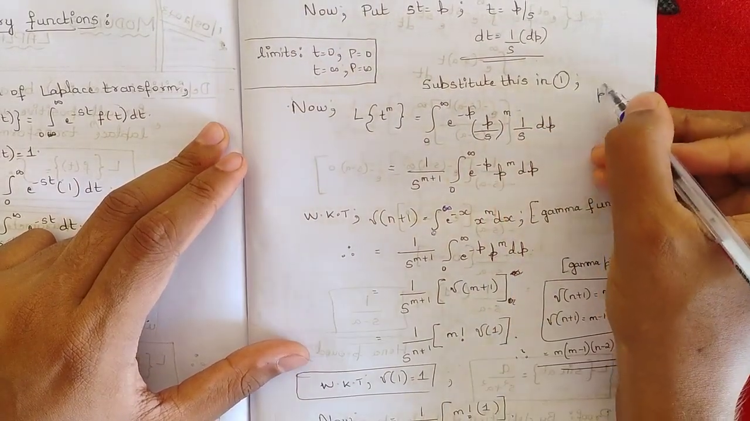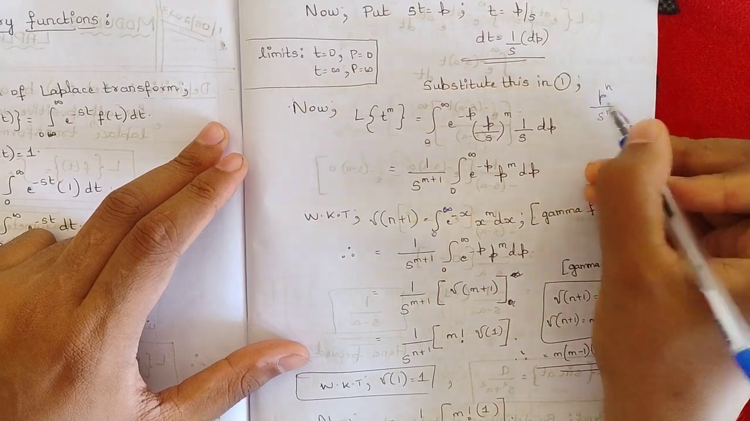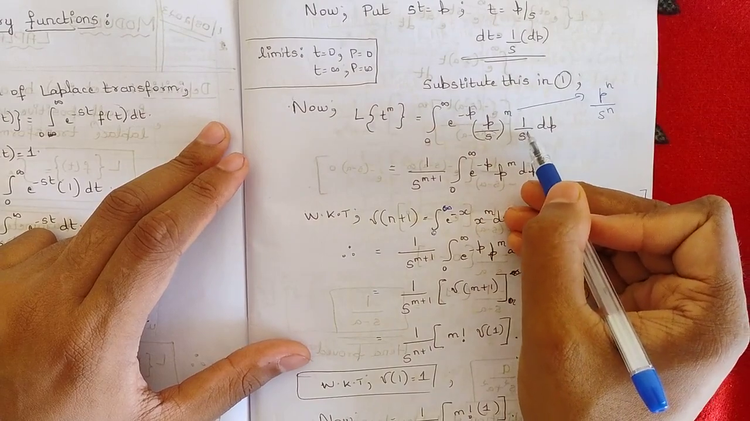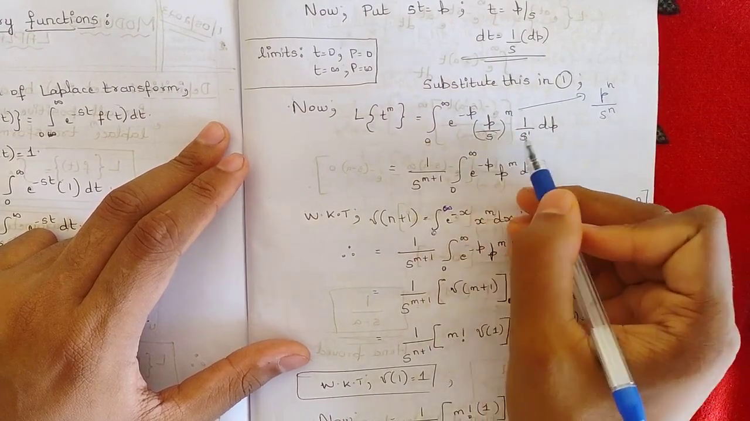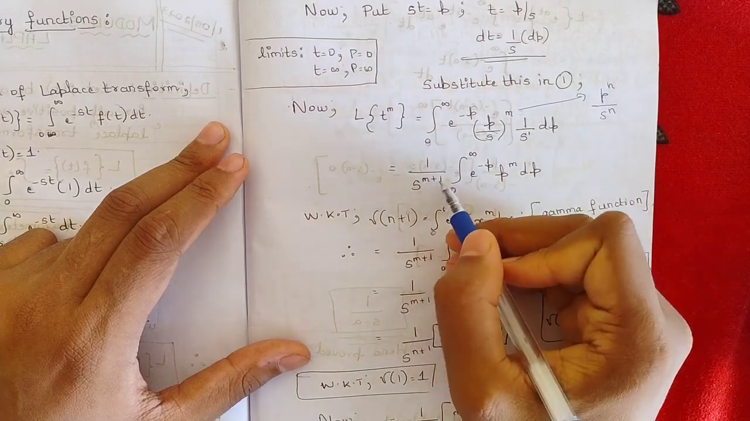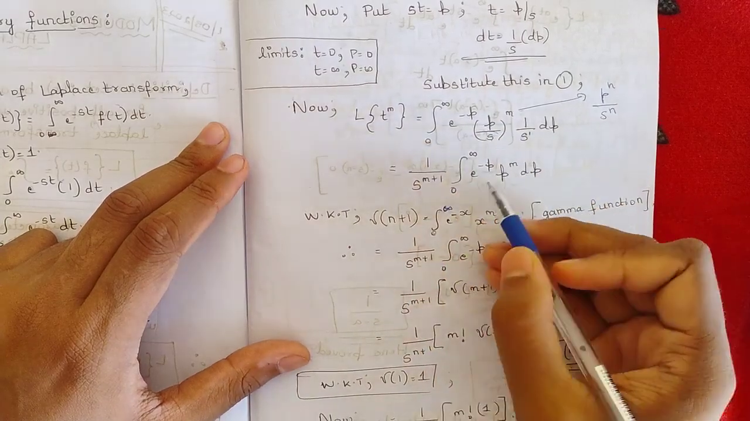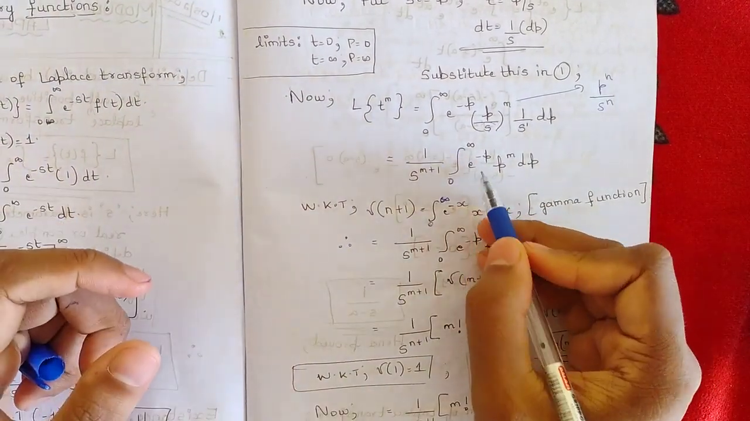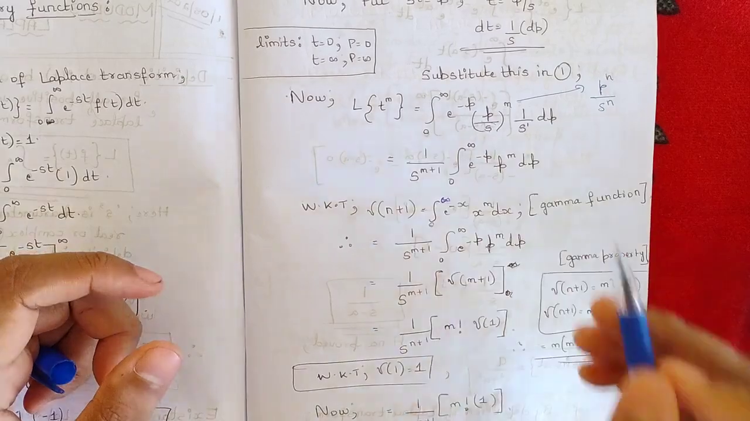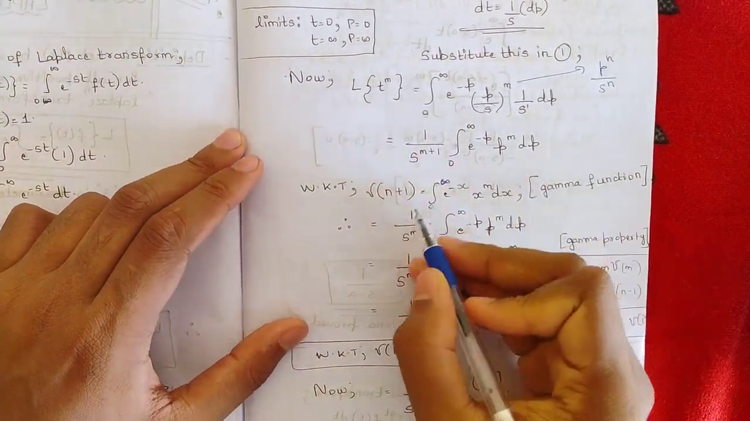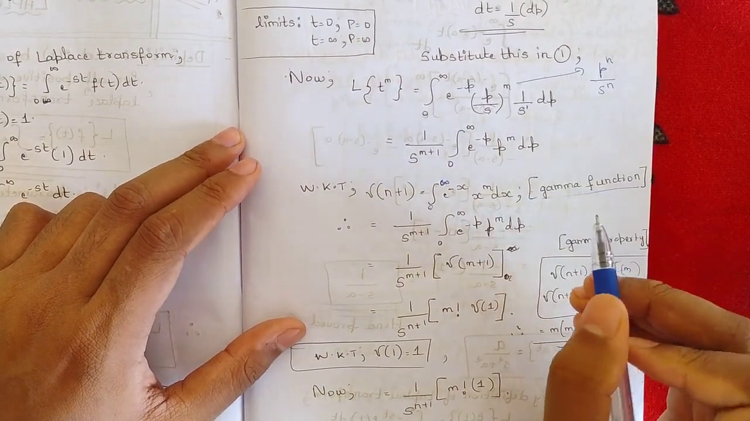This could be written as p to the power n divided by s to the power n, right? Here we have s to the power n, and here we have s to the power 1. The bases are the same, so the powers get added. That's why 1 by s to the power n plus 1, you take it common outside. Then do the remaining integration, that is e to the power minus p, p power n dp. If you observe here, we have one gamma function, which you might not be knowing.